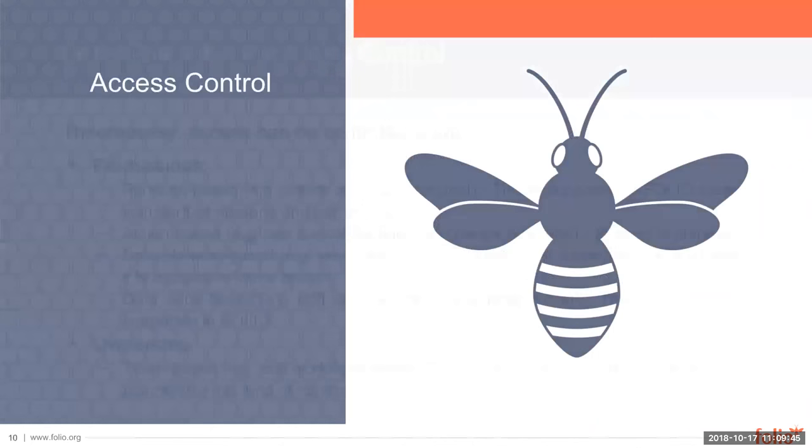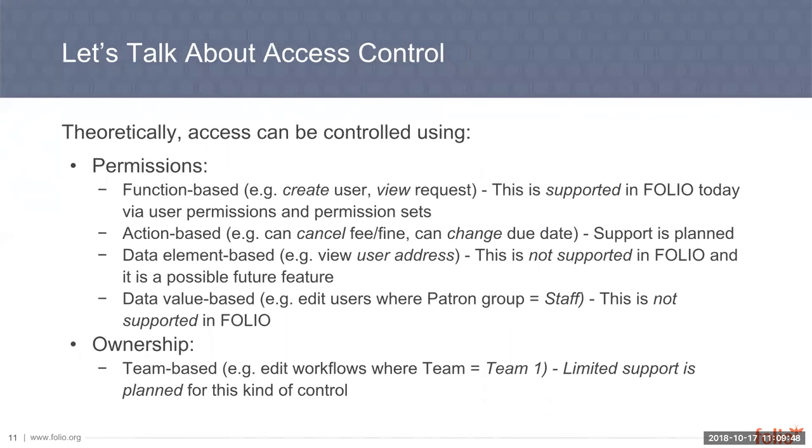All right, so let's talk about access control. Theoretically, access can be controlled using permissions and ownership. There are some different types of permissions, some of which are supported in Folio today and others which are not. Function-based permissions, for example, create user or view request, sort of CRUD-based: create, read, update, delete. CRUD-based permissions are supported in Folio today. This is what you'll see if you look at the user permissions and permission sets that we have in Folio today.